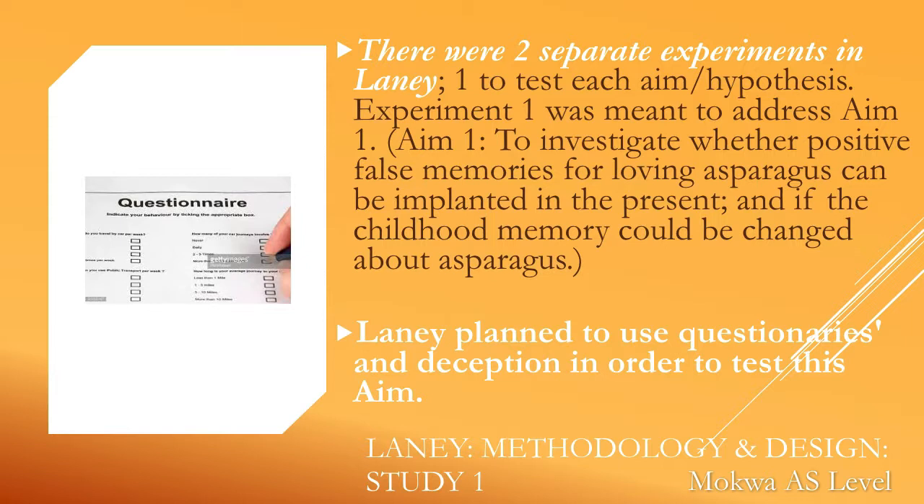Aim 1 is looking at if we can implant the false memory for loving asparagus. So how are we going to do that? The first step for Laney in the aim 1 procedure, you could say study 1 or aim 1. If you look at the very bottom here, I have Laney methodology and design study 1. So you could say study 1, you could say aim 1, doesn't matter.